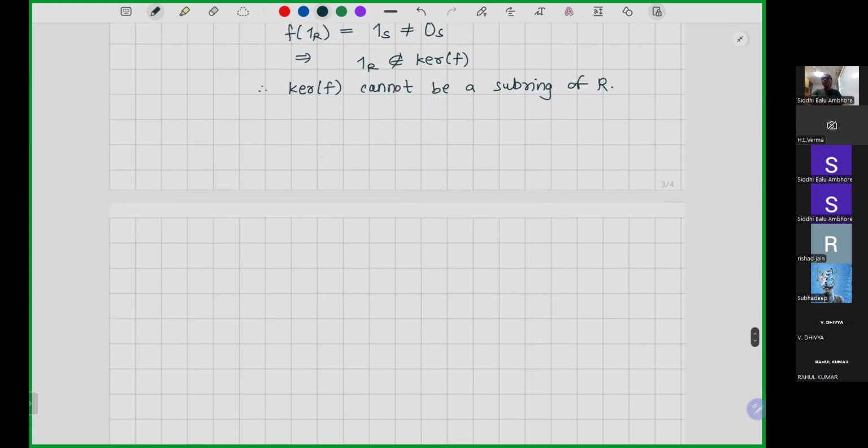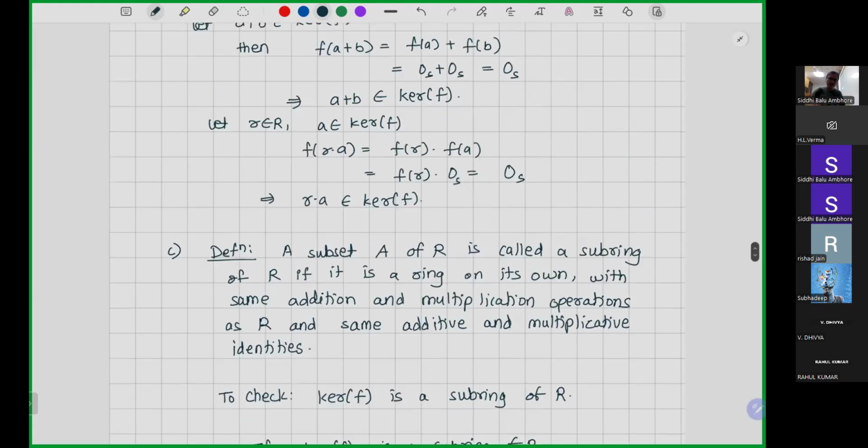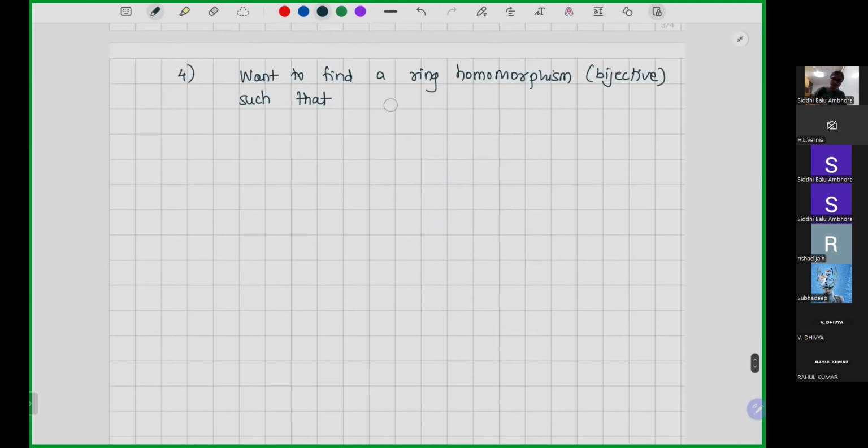So any guesses? As suggested earlier, that fourth one, the D part, was not correct, right? So any guesses? We want to find a function, a ring homomorphism in fact, which is also bijective, such that image F is equal to kernel F inverse. Any guesses for this?